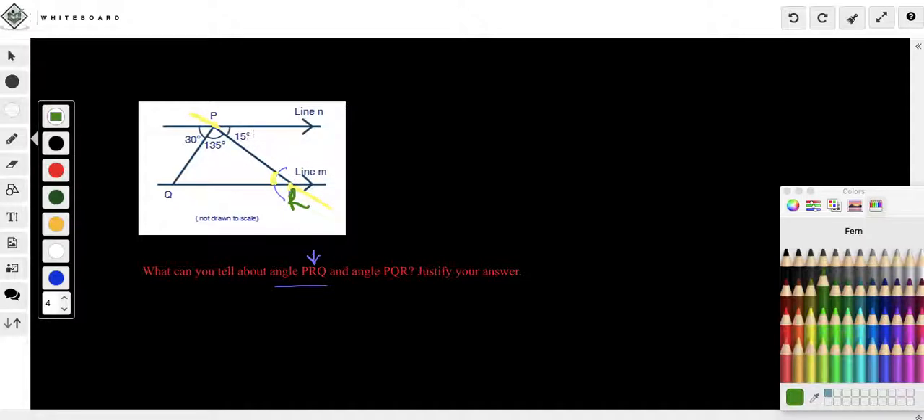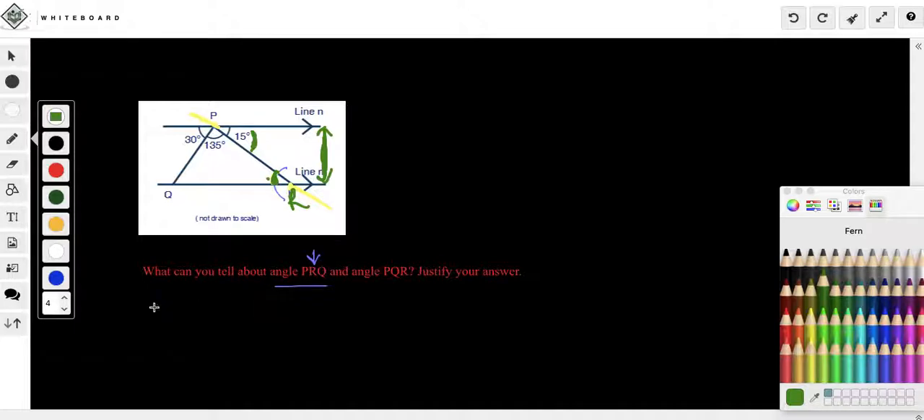And if I look up here, I notice that 15 is going to be also in the interior section. Remember, the interior section is from here to here, right? This is also going to be in the interior section, and it's the alternate interior angle. So what do we know about alternate interior angles? Alternate because it's on the other side of the transversal, interior because it's still inside the two parallel lines.